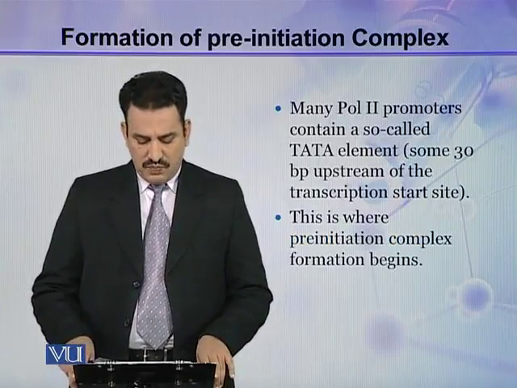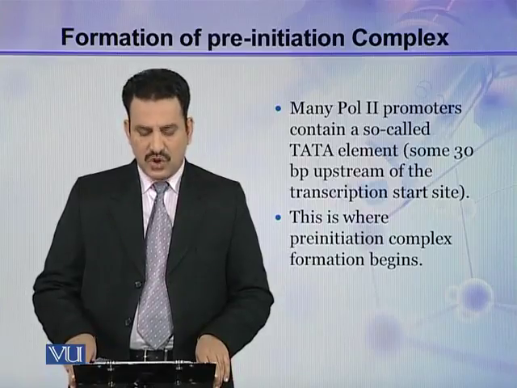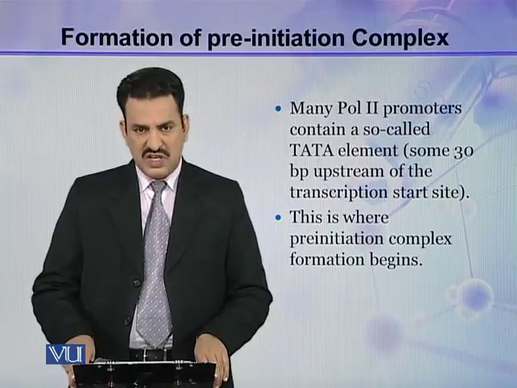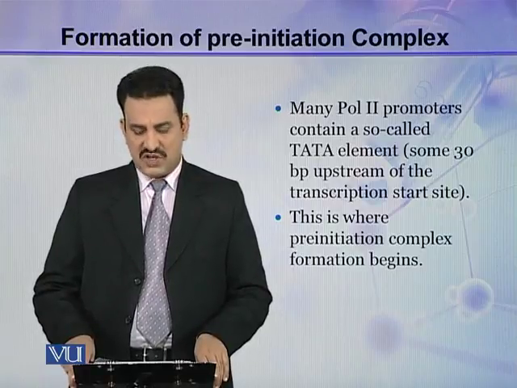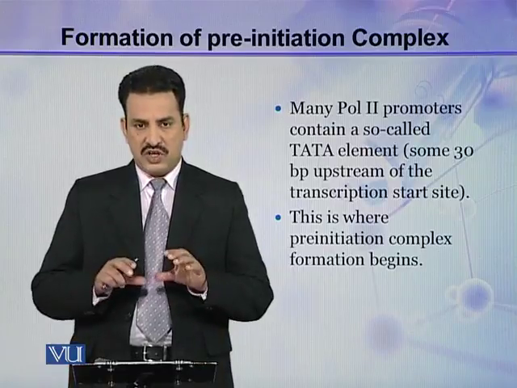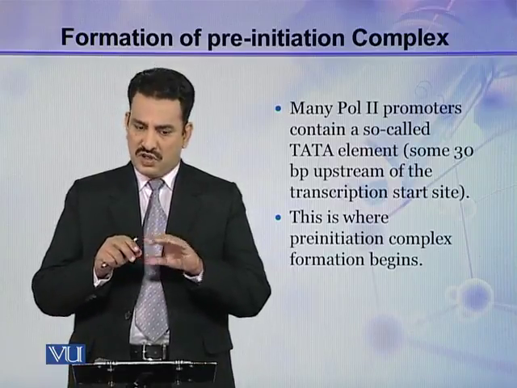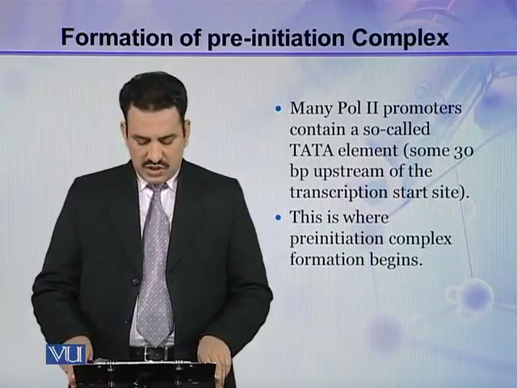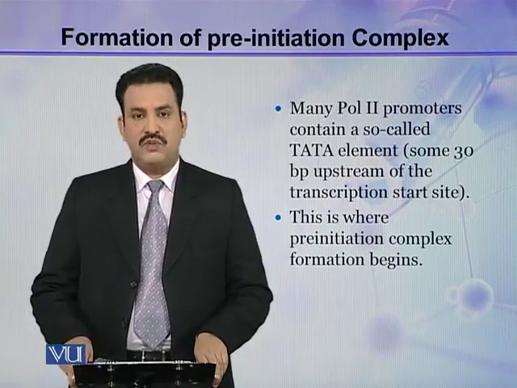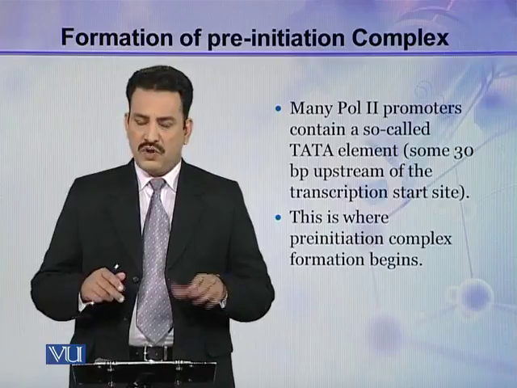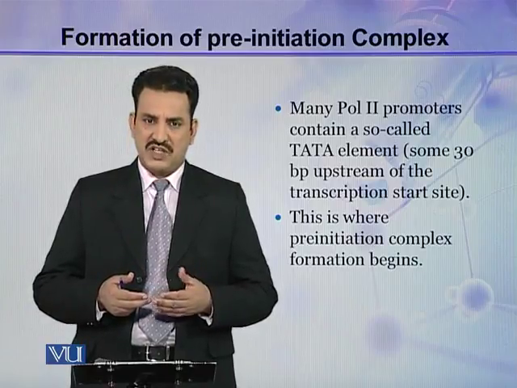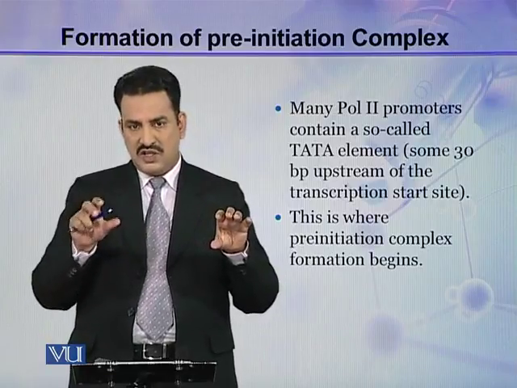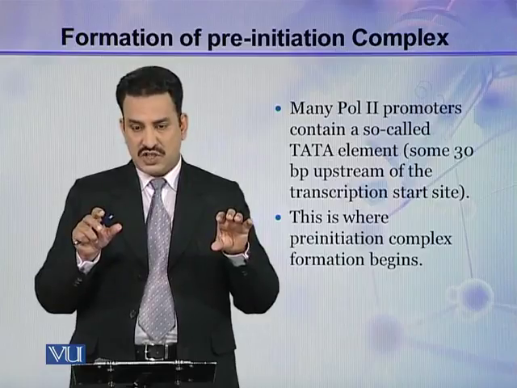Many polymerase II promoters contain a so-called TATA element or TATA box, which is about 30 base pairs upstream of the transcription start site. So the location of TATA is about 30 base pairs upstream, that is, behind the transcription start site. This is where pre-initiation complex formation begins. So the formation of this pre-initiation complex begins at this site, which is about 20 base pairs behind the initiation site, the transcription site.